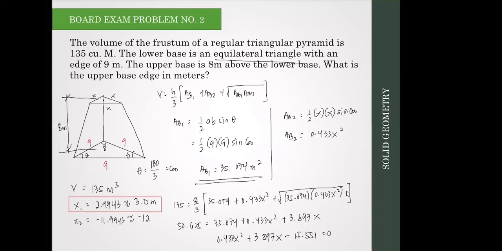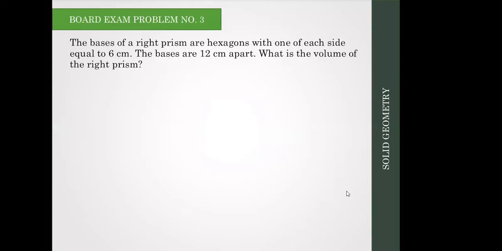Next, we have the bases of a right prism are hexagons with each side equal to 6 centimeters. The bases are 12 cm apart. What is the volume of the right prism? Okay. So right prism tayo na hexagon yung base. So hexagon, so 1, 2, 3, 4, 5, 6. Okay. So 6 sides. Right.